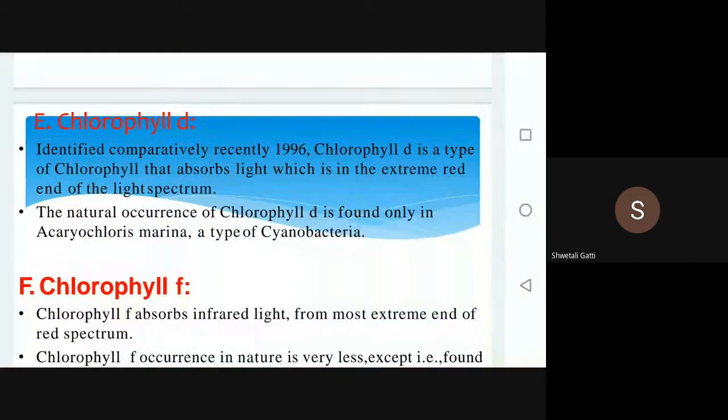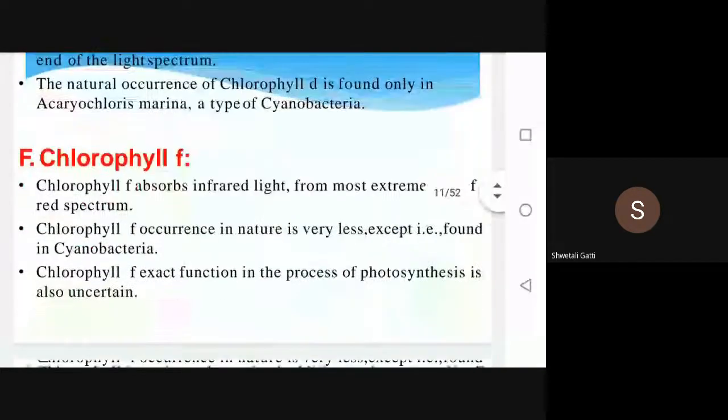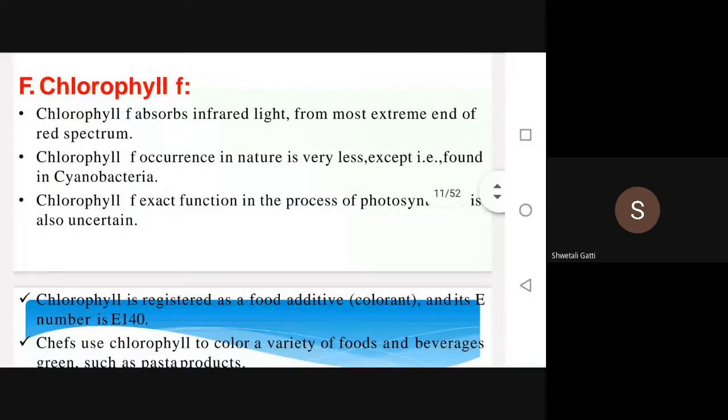Then we have chlorophyll D. So this chlorophyll D is mainly found in marine sources, and mostly in cyanobacteria we find this type of chlorophyll D, and this absorbs light in the red end of the light spectrum. Then chlorophyll F. Okay, this is also found in cyanobacteria, and this absorbs the infrared light, and this also absorbs at the red spectrum.